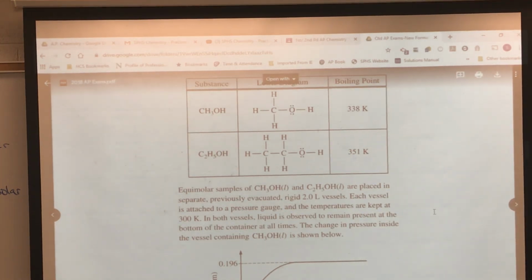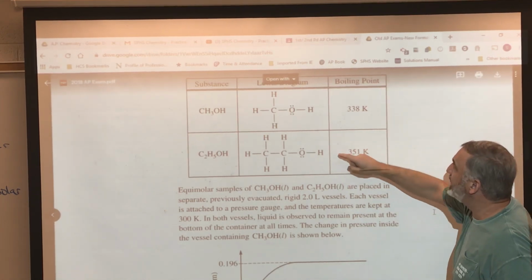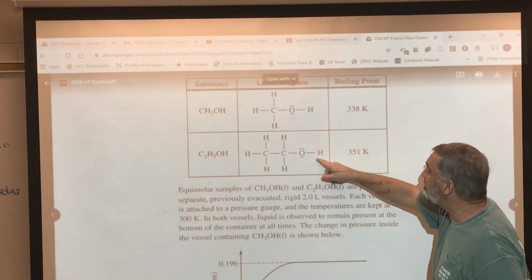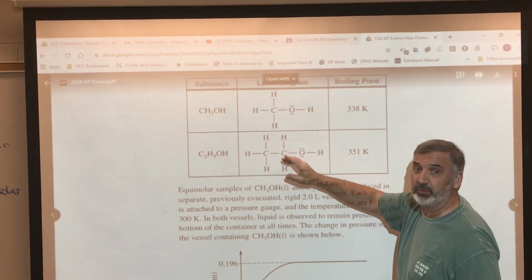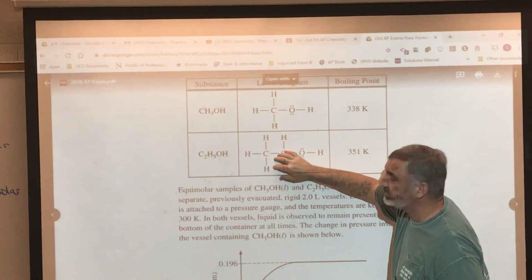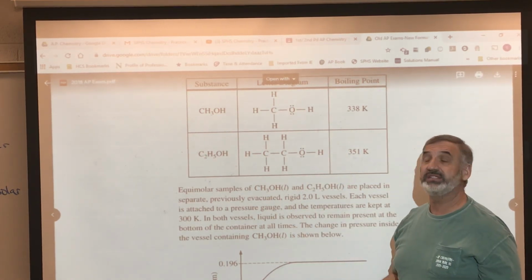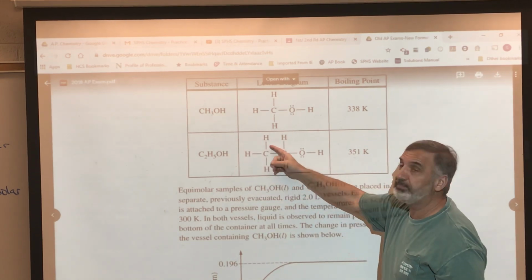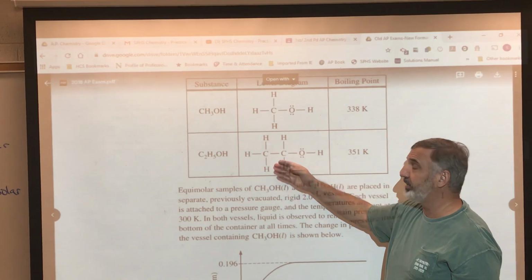All right, so I look here. So notice the boiling point, 351 versus 338. I automatically know this one's higher. They both have an OH, but this one has more, it's a bigger molecule. So what's going to be different between this one and this one? They both have an OH, they both have hydrogen bonds. The only thing that's different is that this is going to be a bigger electron cloud, so the London forces of this one are going to be a little bit greater.